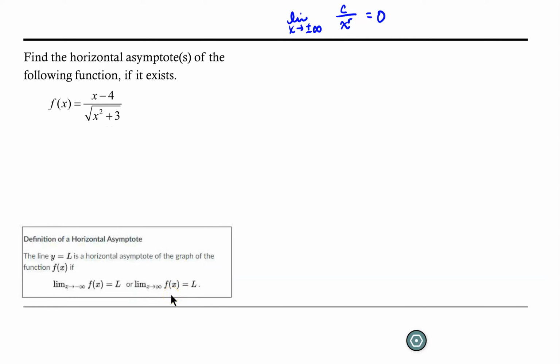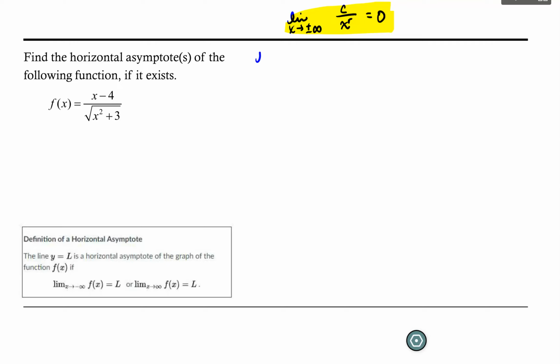Now, in finding limits as rational functions approach positive or negative infinity, you may have relied on this property: the limit as x approaches positive or negative infinity of c over x to the r equals 0, where c is any real number and r is any rational number. Well, we don't have a rational function here, but we're going to try and use a similar strategy to find the limit of this function as x approaches infinity.